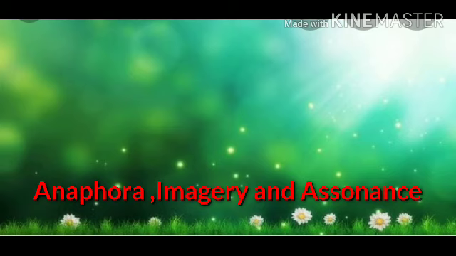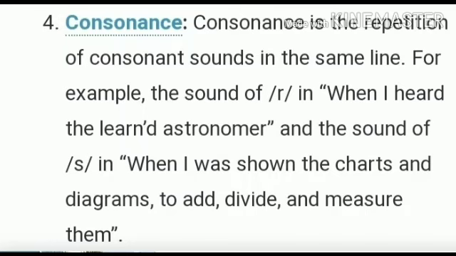Now I would like to go to the fourth poetic device used in this poem, that is consonance. It is the repetition of consonant sounds usually at the end or in the middle of the words in the same line. For example, in the line, when I heard the learned astronomer, take the words heard and learned. The consonant sound r is repeating in these two words and it is in the middle of the words heard and learned.